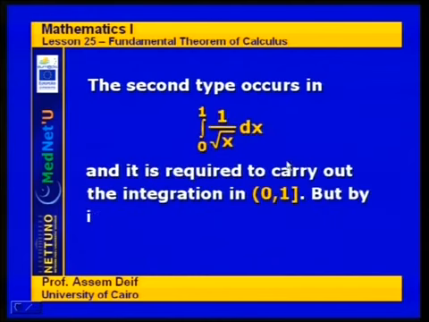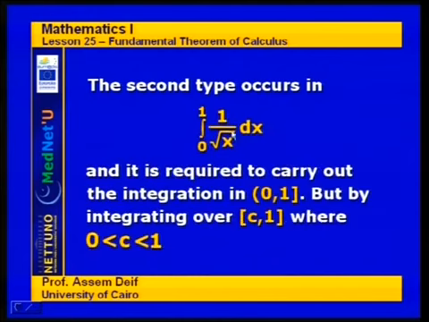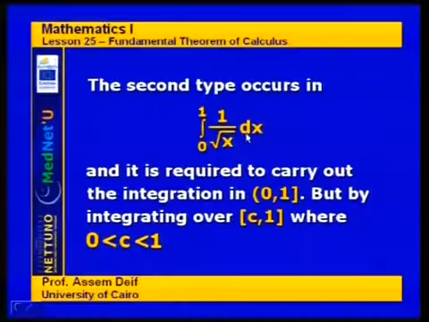The second type of improper integrals occurs when the region of integration is not unbounded, but the function itself is unbounded over, for example, a closed interval. Suppose you have the integral of 1 over square root of x dx from 0 to 1. You might also give it a value at 0 equal to 0. Again, the same thing. This is an improper integral since the function is unbounded over this interval.